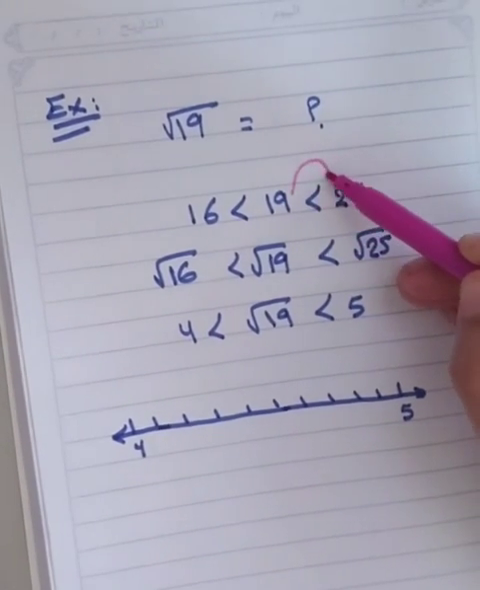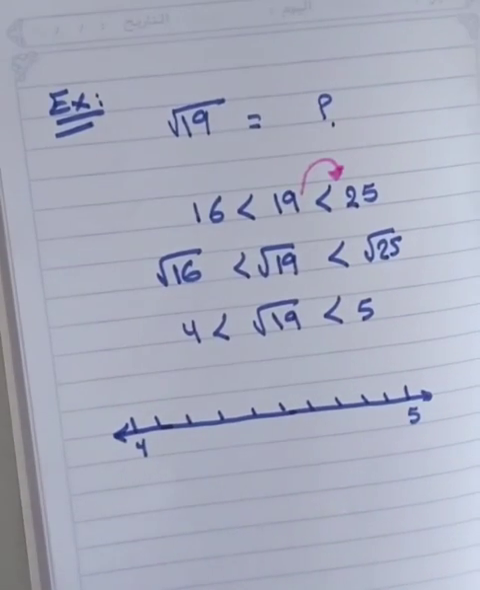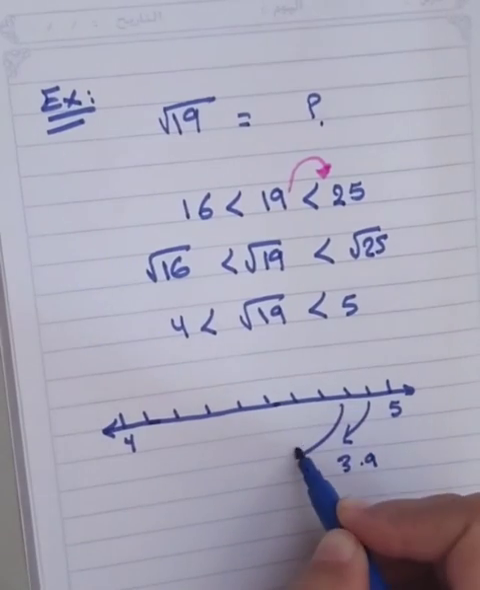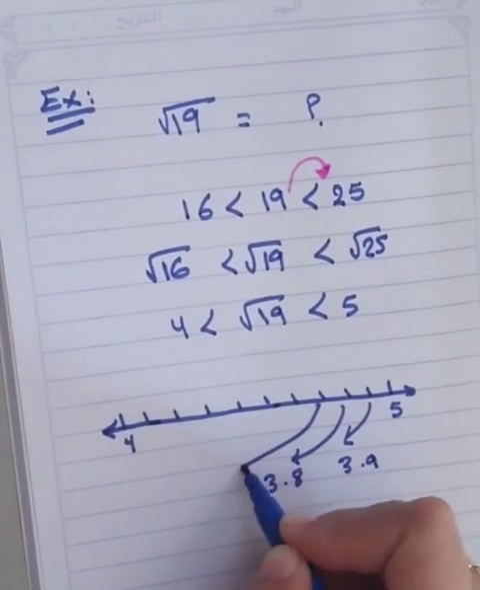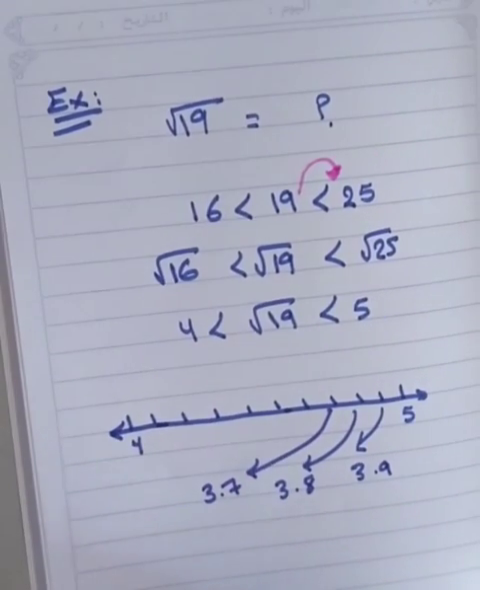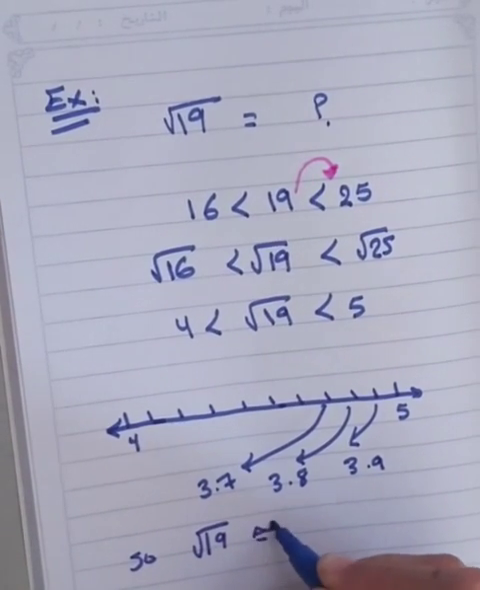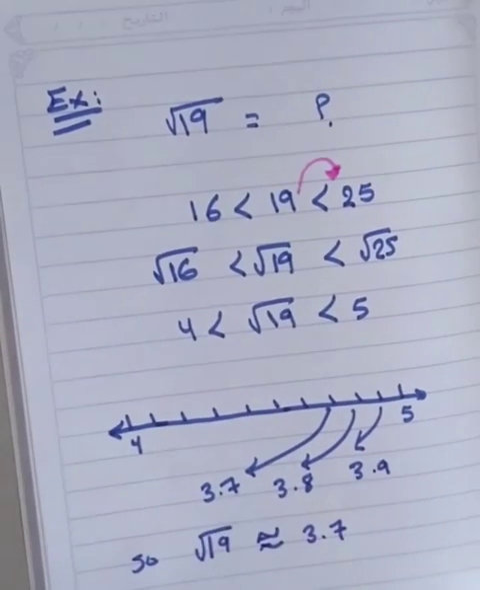So I will take the square root of 19 as equal to 4.9, 4.8, 4.7 and any decimals like this. So you must use this method, not use the calculator.